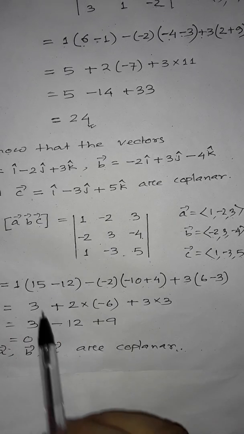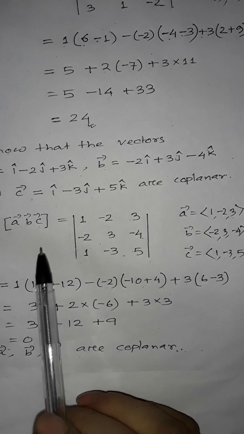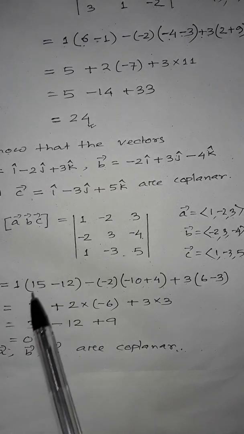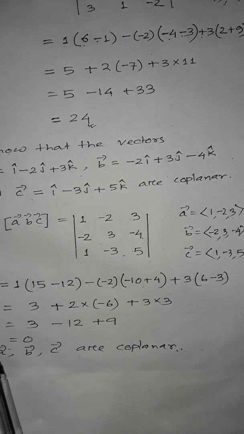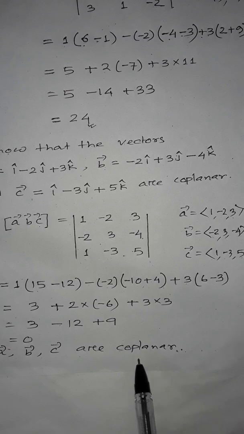Since the scalar triple product of the three vectors is 0, the volume of the parallelepiped formed by these three vectors is 0. So the vectors will lie on the same plane because the volume is 0. That is, the vectors are coplanar. So A, B, C are coplanar.